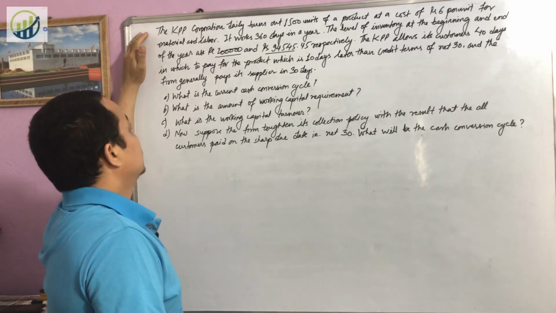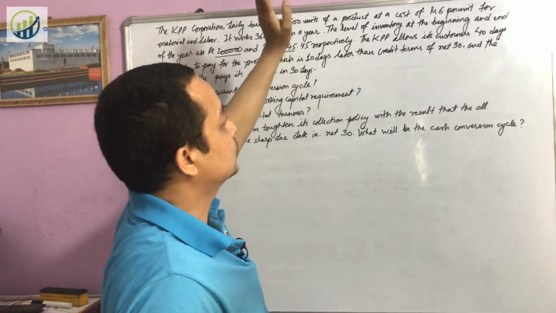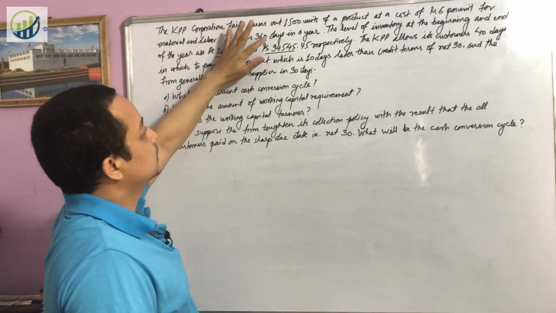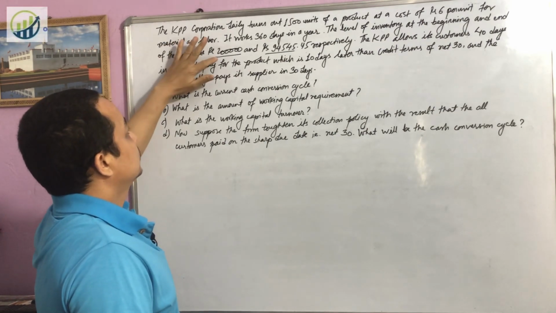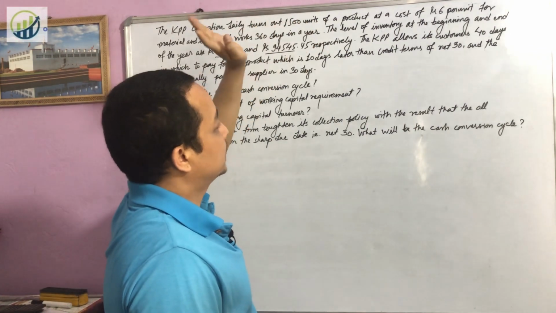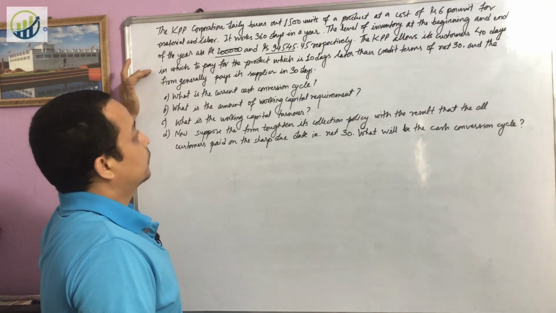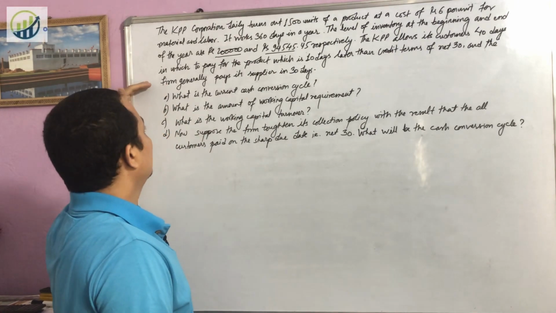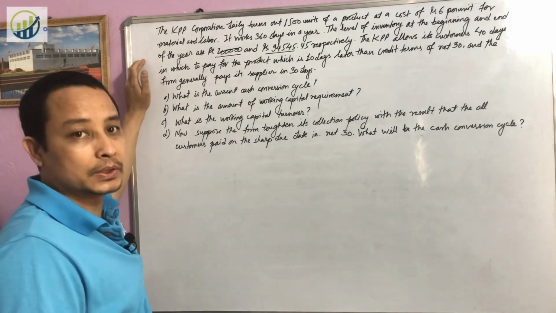The KPP Corporation daily turns out 1500 units of a product at a cost of rupees 6 per unit for material and labor. It works 360 days in a year. The level of inventory at the beginning and end of the year are rupees 2 lakh and 94,545.45 respectively. The KPP allows its customer 40 days in which to pay for the product, which is 10 days later than credit periods of net 30, and the firm generally pays its supplier in 30 days. So these are the informations given here.